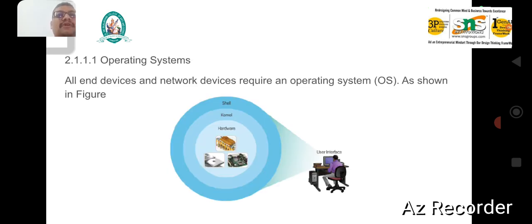Operating systems. All end devices and network devices require an operating system. As shown in the figure, the operating system consists of hardware in the center, a kernel and the shell. The kernel is the heart of the OS that connects between the shell and the hardware. The user interface accesses all these three for a graphical user interface with the help of the OS.